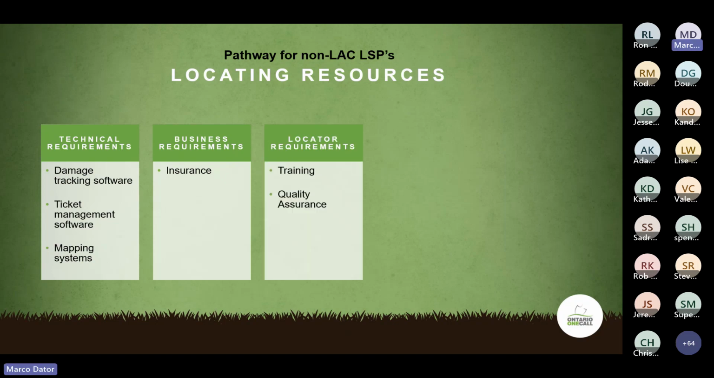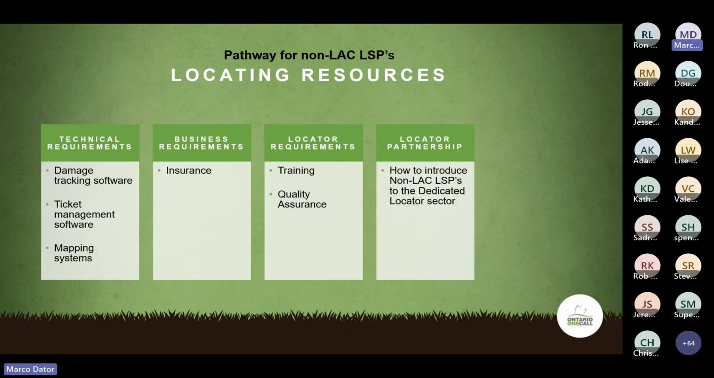What we're looking at here is the locator requirements: training, QC and QA. As mentioned in the previous slides, we are having conversations with stakeholders about what this training would be, whether it's direct from a LAC LSP or through ORCGA. There may also be member-specific training or requirements. So these are what we're looking at in terms of onboarding a possible dedicated locate service provider, for additional training or requirements of training.